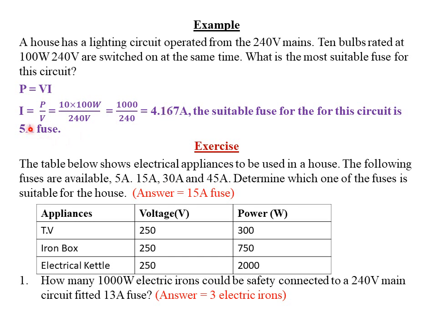Because remember, the fuse wire usually melts whenever excess current is flowing through it. So the suitable fuse for this particular circuit is a 5 ampere fuse, because a 5 ampere fuse is slightly higher than a current of 4.167 amperes.